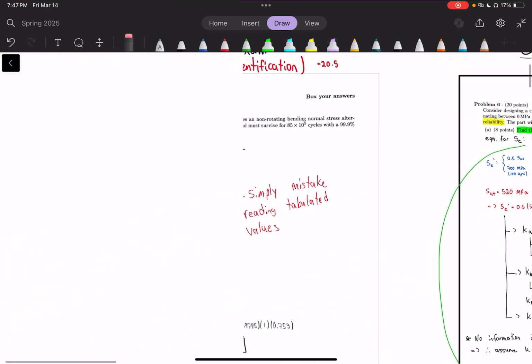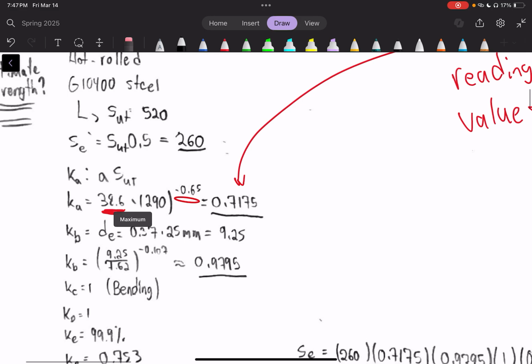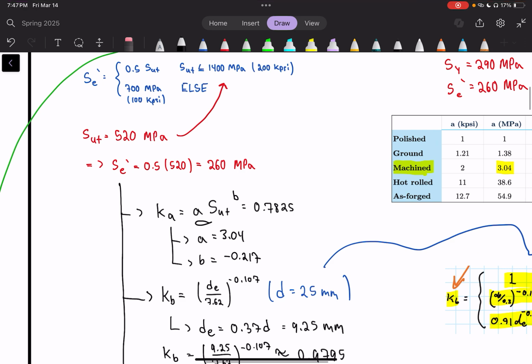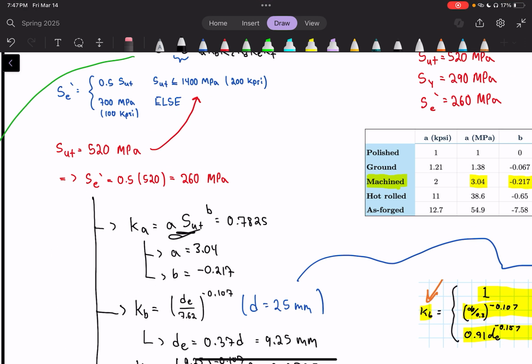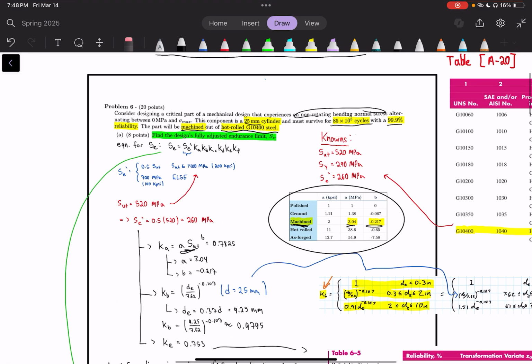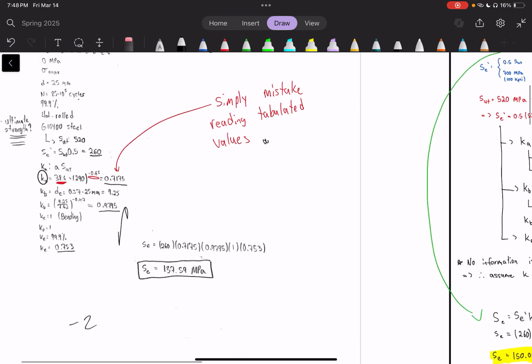Going over here, we can see that originally I started with that same process with those Marin factors, and then I eventually got to the point where I was able to find this ka. How you're supposed to find ka is you use this equation for the Marin factor for the actual type of machine it is, and you use this table for that. I can see that it's a machined steel, and it's supposed to be 3.04 and the negative 0.217. I got confused with the hot rolled, and that is why I chose that. I simply mistook that, and that is the only value that gave me that.